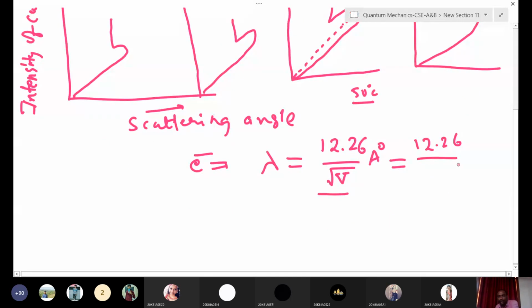Just substitute 54 here. So what is the value? Just do the calculation. If you have a calculator, do it. What will you get? Are you solving? Please solve it and just let me know the answer.